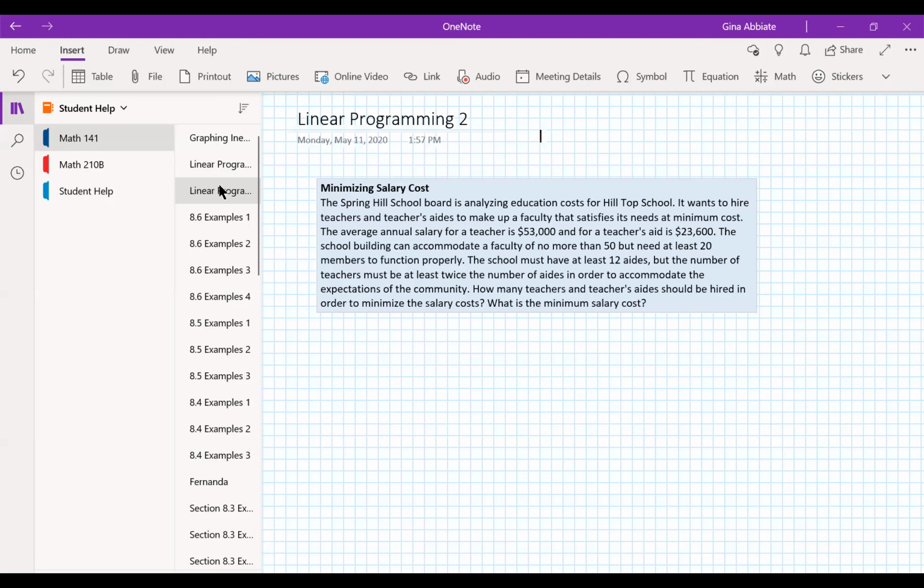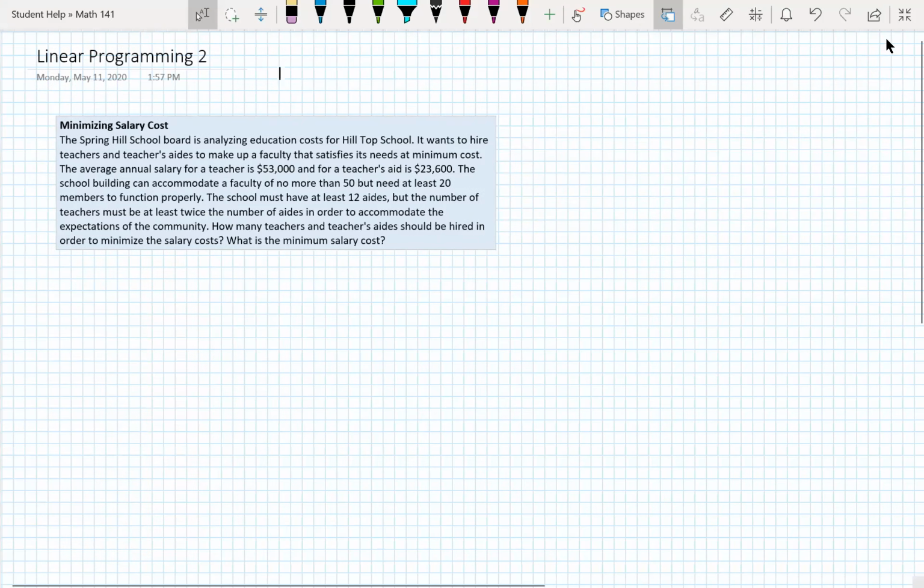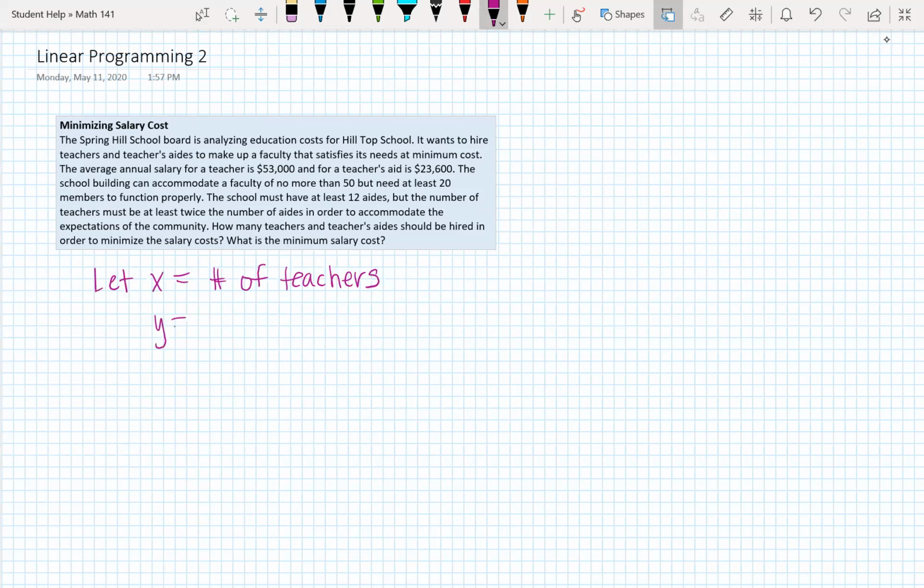You can understand part of the reason for the constraints in this case is that obviously the least expensive thing to do would be to hire all teachers' aides because they get paid less. But obviously we would need to have some master teachers who are credentialed to be in the classroom. All right, so let's set up our variables to start. Let's let X be the number of teachers, and we'll have Y be the number of teachers' aides.